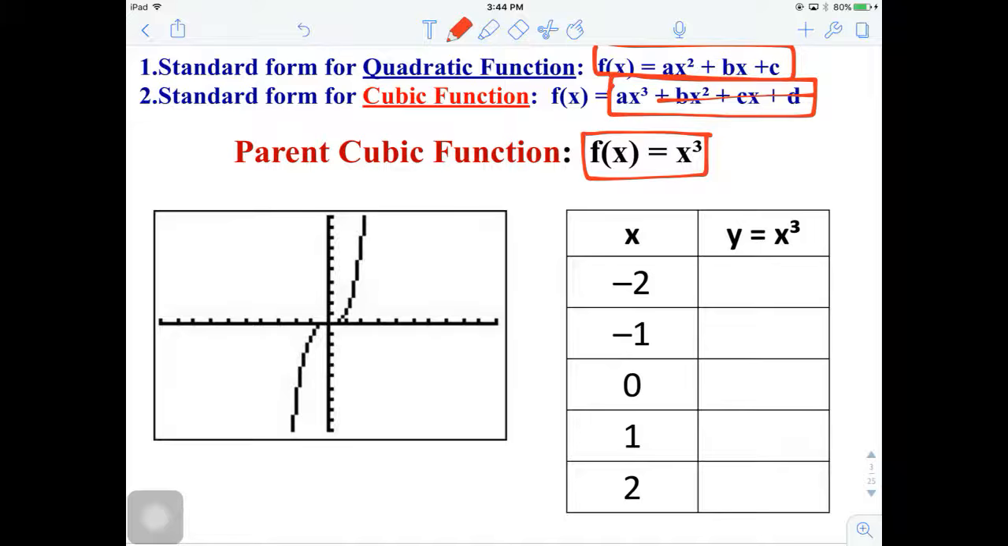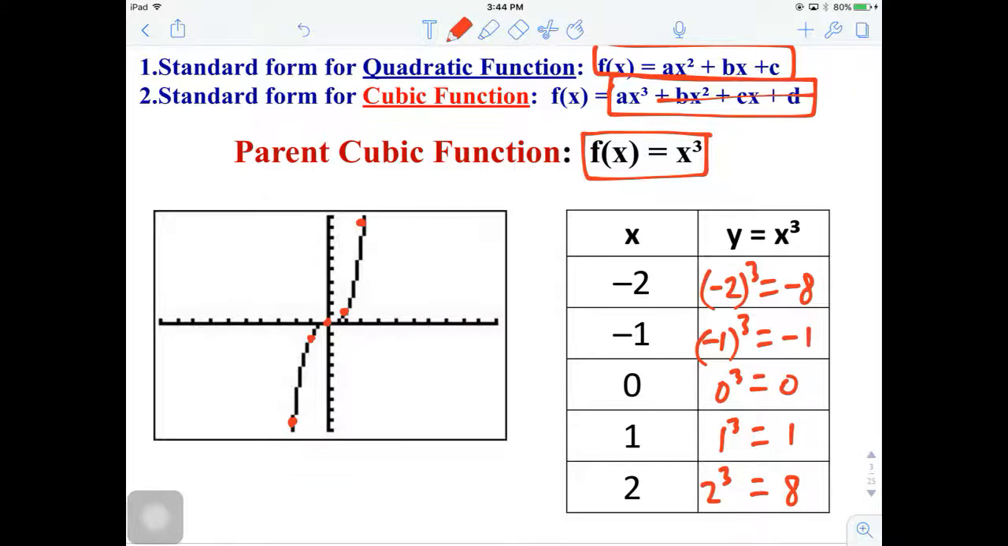When x equals -2 and we apply the cubic function, it's -2 cubed, which gives us -8. Notice that point is found over here somewhere. When we let x equal -1, we cube that and get -1, and that point is right there. When x equals 0, y equals 0 cubed, which is still 0. When it's 1, we cube it and still get 1. And when we cube the 2, we get 8, which is right there.